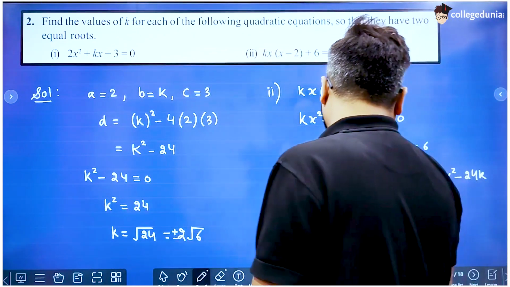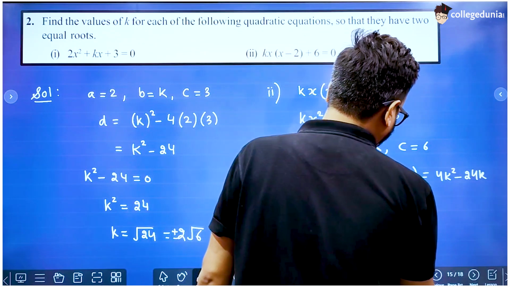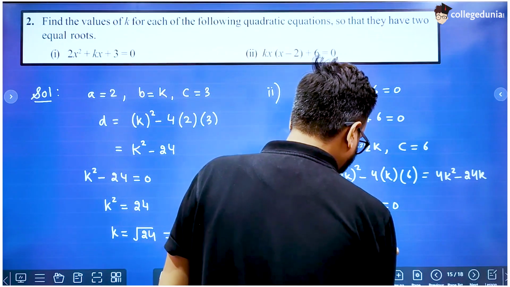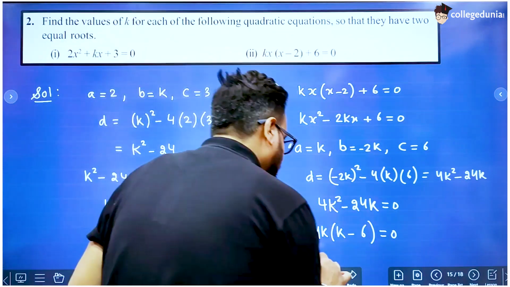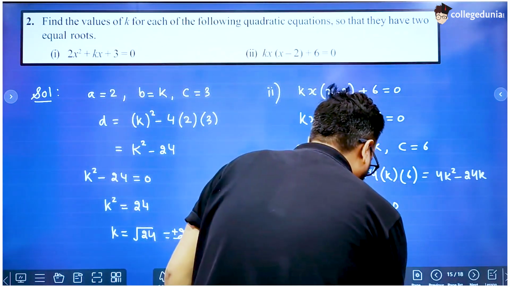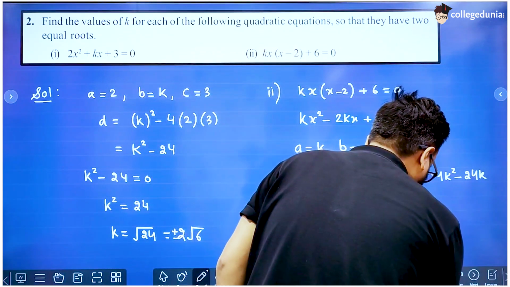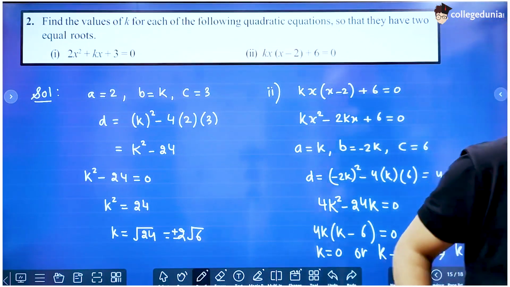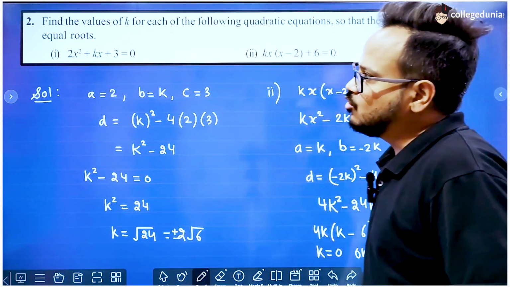Now this equation also has equal roots, so let's put it equal to 0. So 4k square minus 24k equal to 0. 4k is common, k minus 6 equal to 0. So this will give you two possible values of k. So k is either 0, because 4k is 0, that makes k is 0, or k minus 6 equal to 0, which means k equal to 6. So if the value of k is 0 or 6, this equation will also have equal roots.